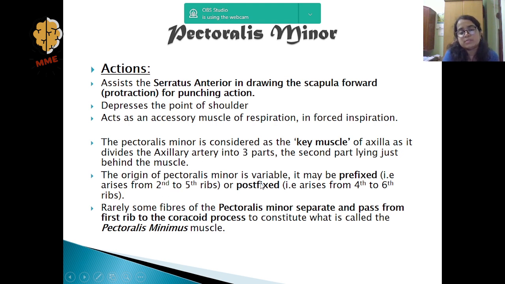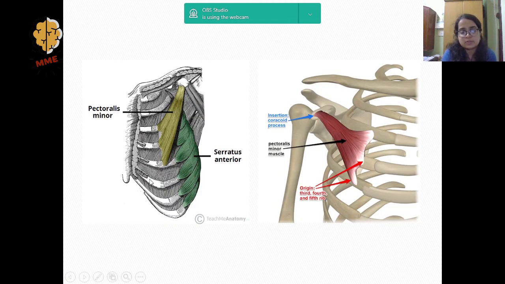The origin of pectoralis minor is variable. It may be prefixed, that is, it arises from the second to fifth ribs, or postfixed, that is, it arises from the fourth to sixth ribs. Sometimes some fibers of the pectoralis minor separate and pass from the first rib to the coracoid process to constitute what is called the pectoralis minimus muscle. So here's the pectoralis minor muscle. You can see it takes origin from the third, fourth, and fifth costal cartilages and gets inserted onto the coracoid process, medial border and upper surface. Here it is shown in a much clearer way.